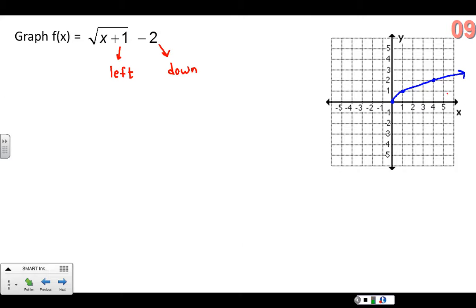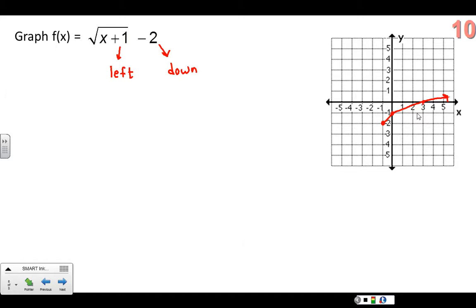So let's start with this point. Down 2 and to the left 1. So that's going to make it be at the point (-1, -2). Down 2 to the left 1, down 2 to the left 1. So this is my new graph right here. I can actually get rid of this other blue stuff. This is the graph we're looking for.